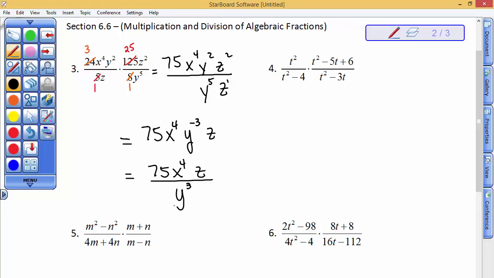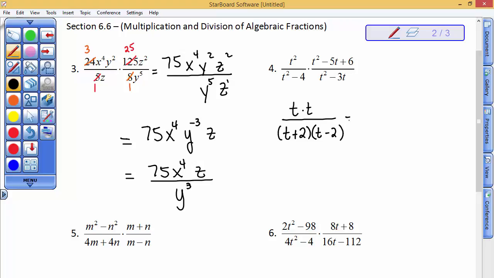Let's go ahead and do 2 or 3 more. Let's get through some of this multiplication, and then we'll switch to division. So if you can factor, you should factor things. So the t squared, I can think of it as t times t, or I can just write it as t squared. This t squared minus 4 is the difference of squares. That factors into t plus 2 and t minus 2.